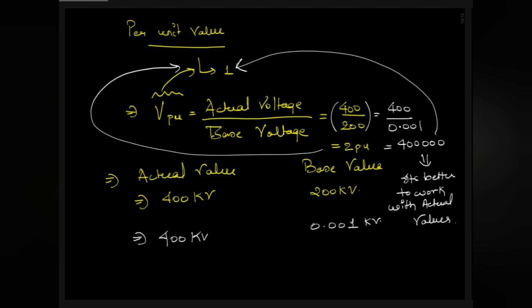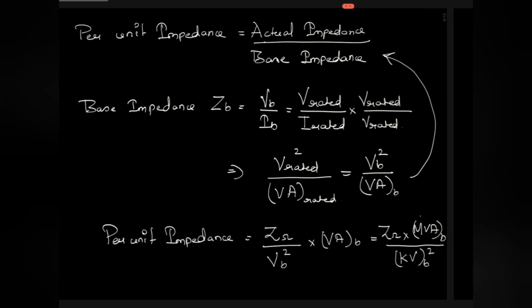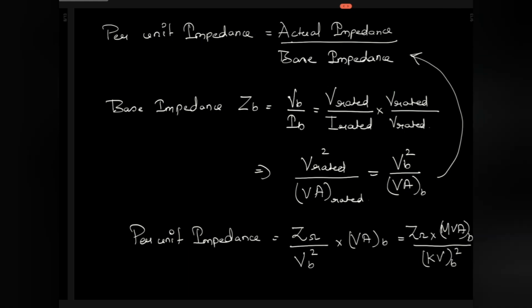Okay, so just look at this equation. In this equation, this is MVA, right? This MVA is 10 to power 6 and this is 10 to power 3. If you square this, it will become 10 to power 6. So I put here MVA divided by kV square. Okay, so you will get per unit impedance near to 1.